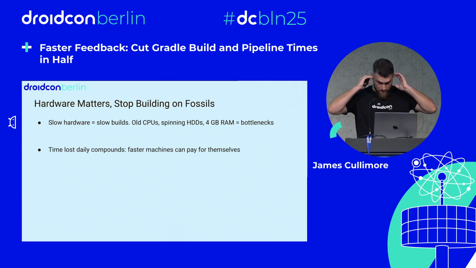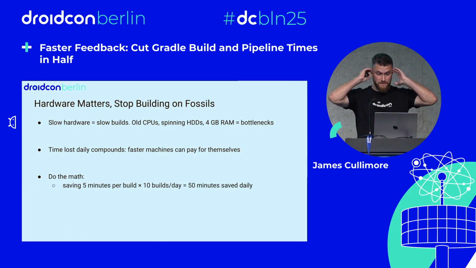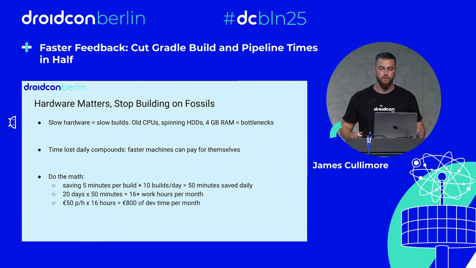If you're running Android Studio and Gradle on a 12-year-old laptop with 4 GB RAM and a spinning disk, don't be surprised your build takes forever. Gradle can't magically make your Core 2 Duo feel like an M3. Sorry. Even modest upgrades, SSD instead of HDD, more RAM, a newer CPU, can cut build times dramatically.